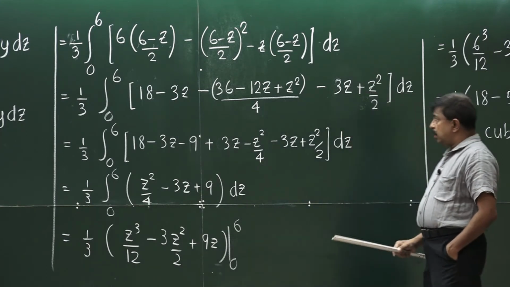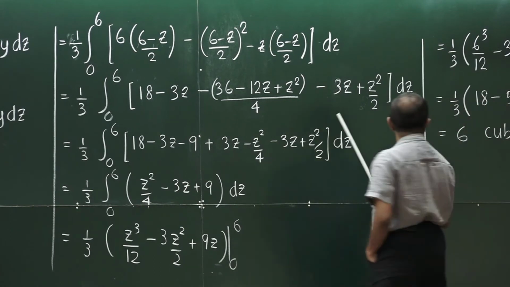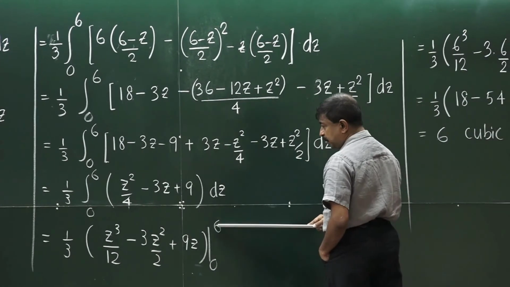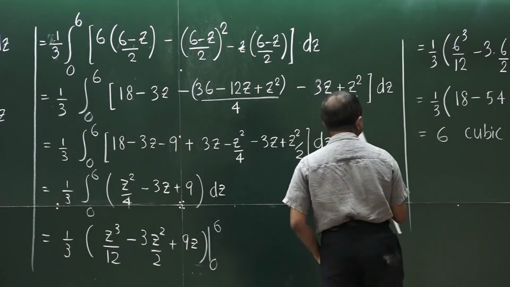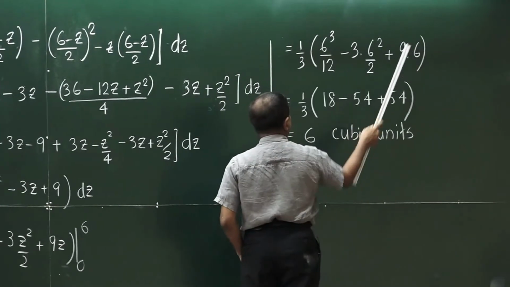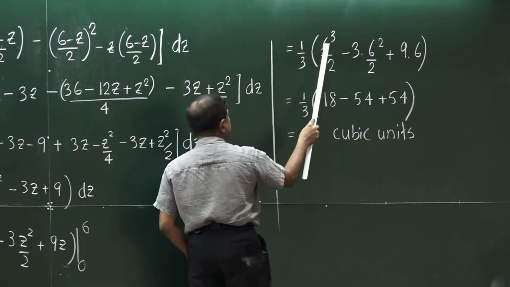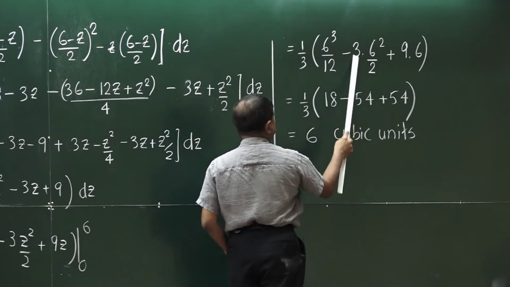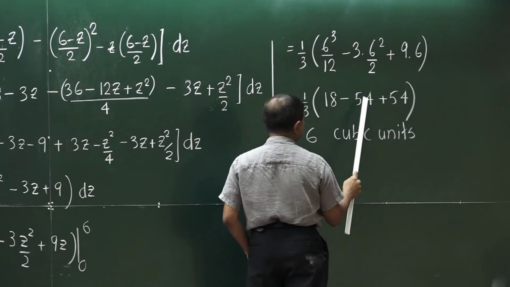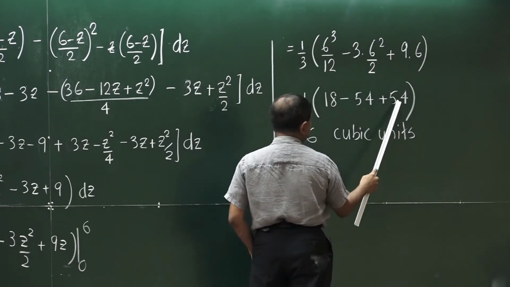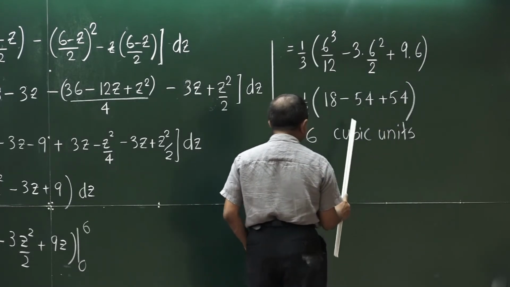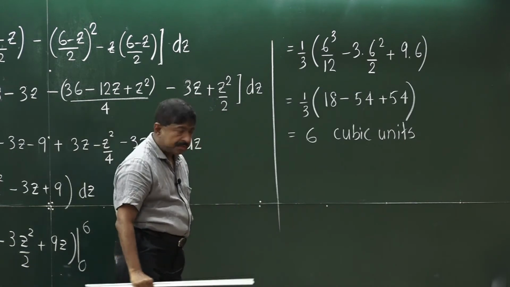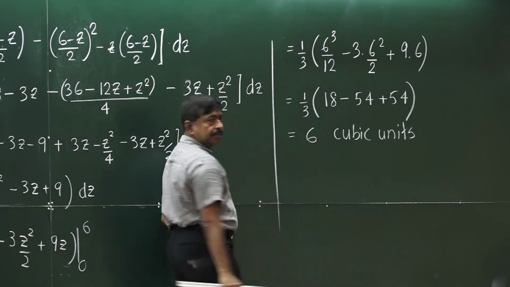Finally, you plug in the limits. Upper limit is 6, lower limit is 0. So, you will end up with this one. Now, 6 cubed is 216 over 12, which is 18. This one is 108 over 2, which is 54. 9 times 6 is also 54. These two will go away, leaving 18 in the parentheses. So, 18 over 3 is 6.